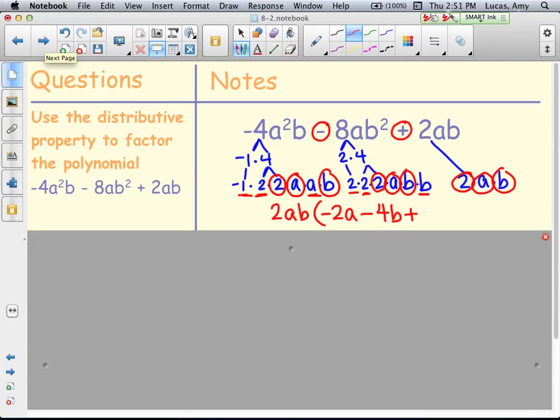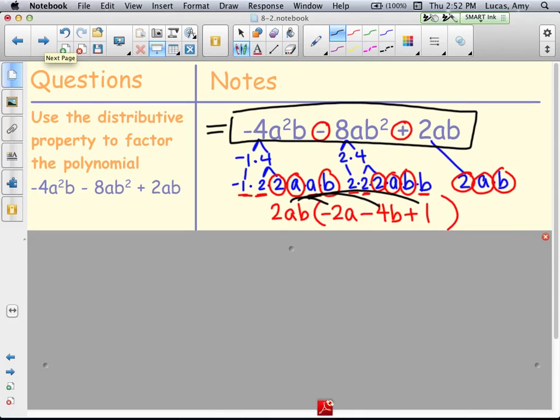Plus, nothing is left. So I need to put in the number 1 there, because think about this, if we're dividing out their greatest common factor, so I've taken out the 2, the A, and the B, well, I still need something to hold that place. So think about how when you distribute, you should get the original polynomial. So 2AB times 1 is 2AB. So I've got to put a 1 there.